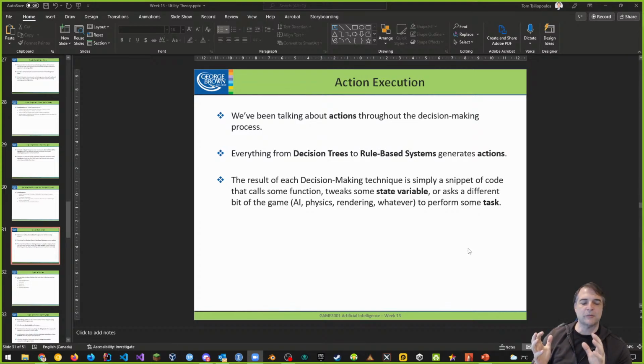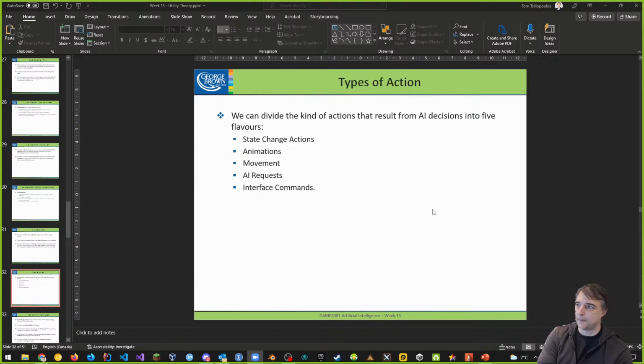But throughout the entire time, we've always said that there's some kind of decisions that they're going to make. And then finally, at the end, whether you're using a decision tree, a behavior tree, or a state machine, you're going to make an action for the agent, some kind of action that's going to happen. So again, it's going to call a function. It's going to tweak some state variable. It's going to ask a different bit of game, AI, physics, rendering, whatever, to kick in and to perform some kind of task. That's what is going to happen when we perform an action.